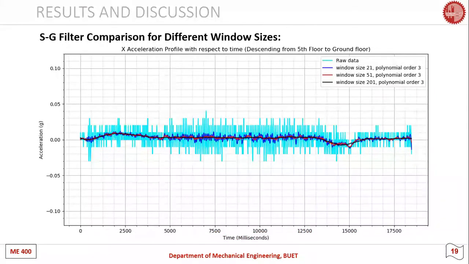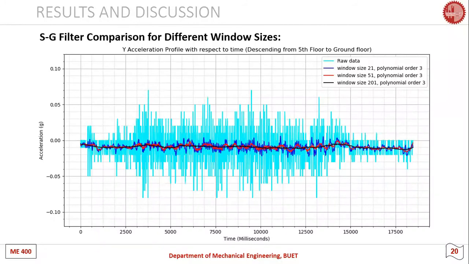Now for the results. After applying SG filter in the acceleration in the x direction, we can see the results after taking window size of 21, 51 and 201. However, the window size of 21 is still too noisy, and window size of 201 smoothens the data too much. Therefore, we'll be taking the window size of 51 as the optimal filtered profile.